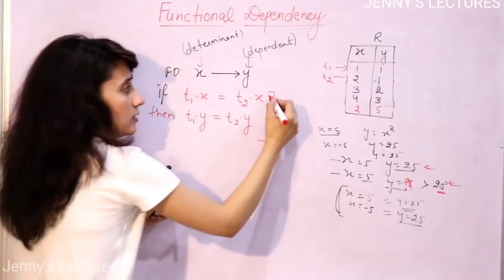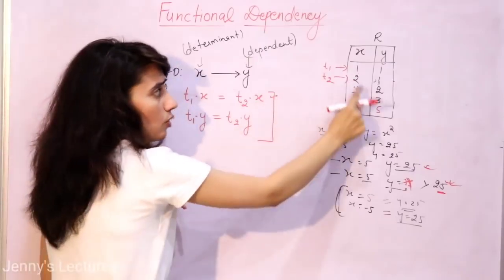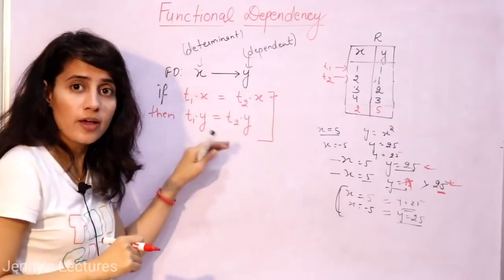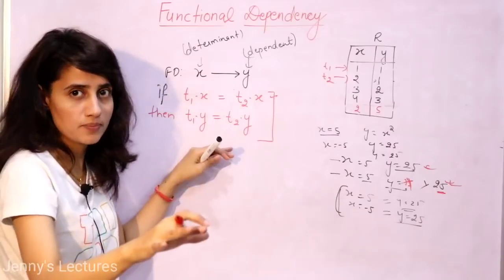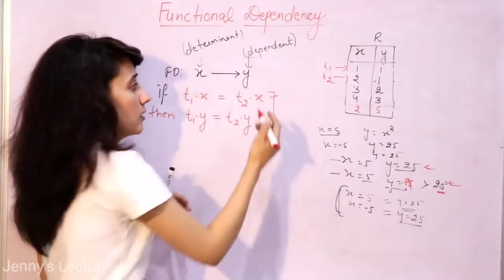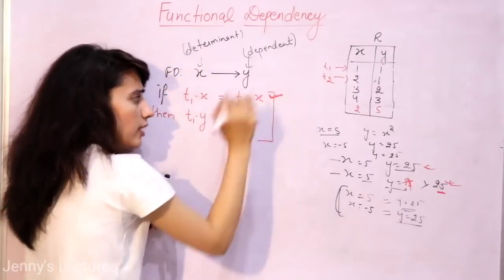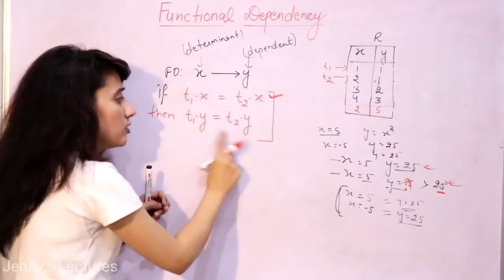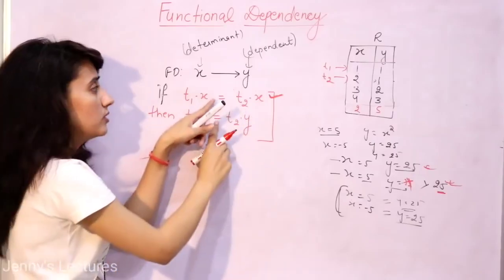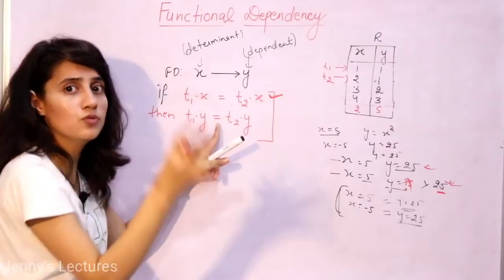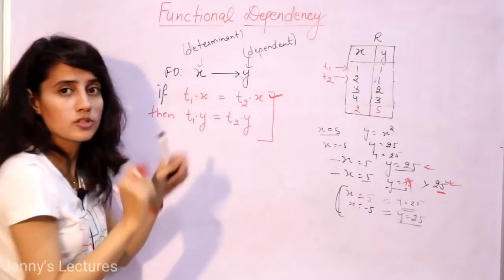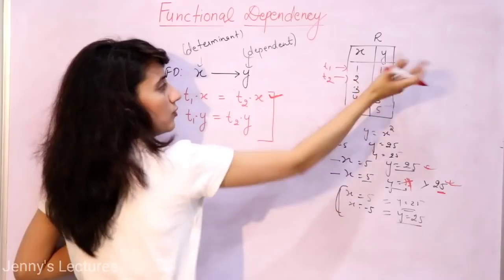In that case, if this is not true for the two tuples you are checking, then there is no need to check the y value. The y value may or may not be the same, right? You can say the y value is the same, but it doesn't matter, because only if this is true will we check this condition. If this is false, it may be true or it may be false. We do not check this condition if the first condition is false, right? So here we will not check y values, right?